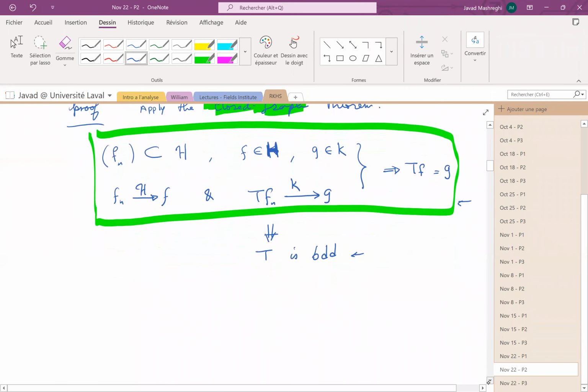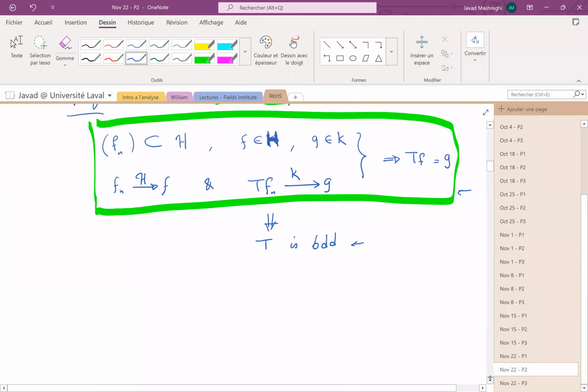And now, how can we verify this? That's the power of RKHS. Well, f_n goes to f implies that f_n of x goes to, there is something missing here.